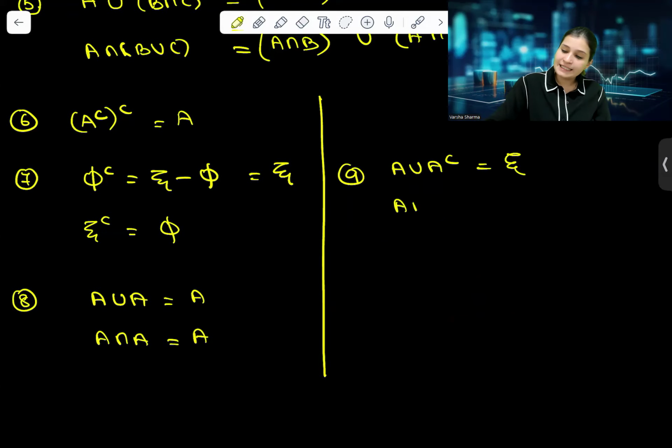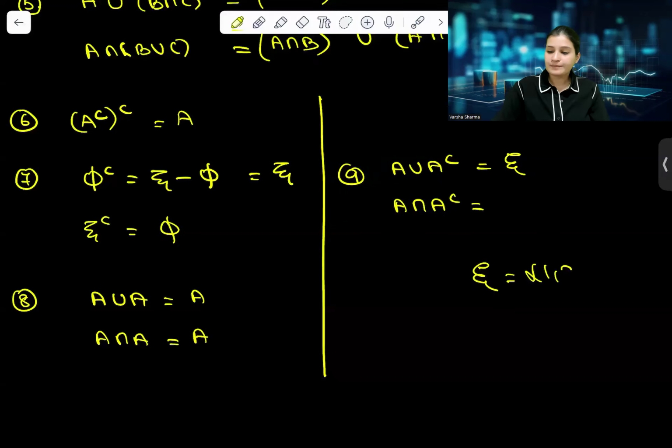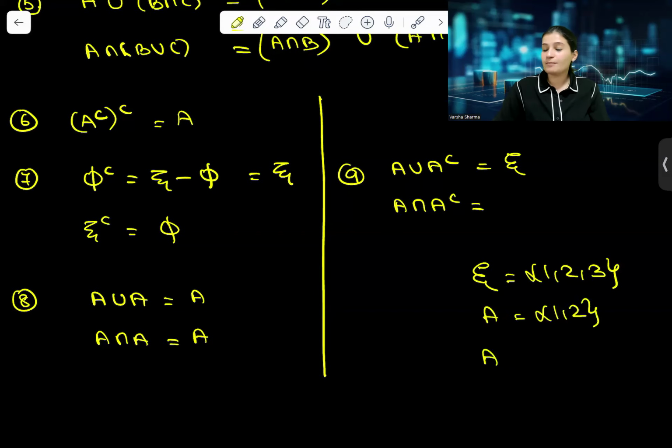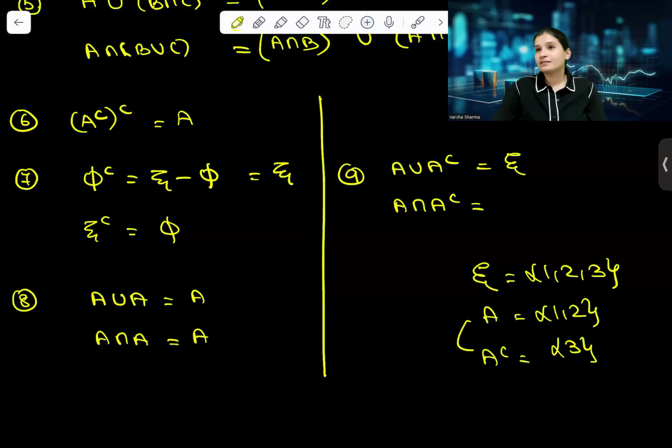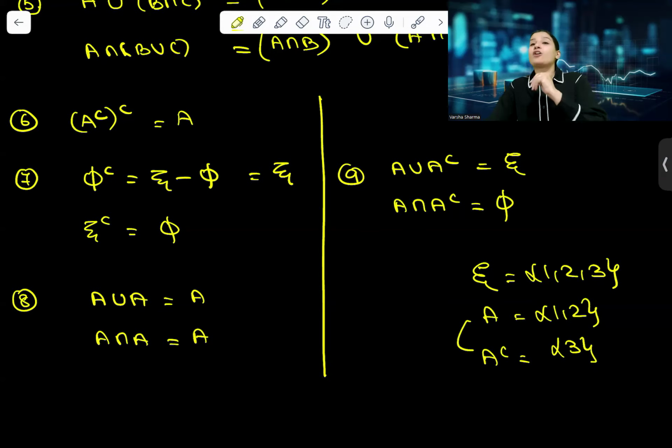What would be A intersection A complement? See, take an example. Universal set 1, 2, 3. Set A is 1, 2. What will be A complement? 3. So what is the common part in A and A complement? None. None is null set. How can it be common? See, what is A complement? Something that is not in A. The very definition is contradictory, right?